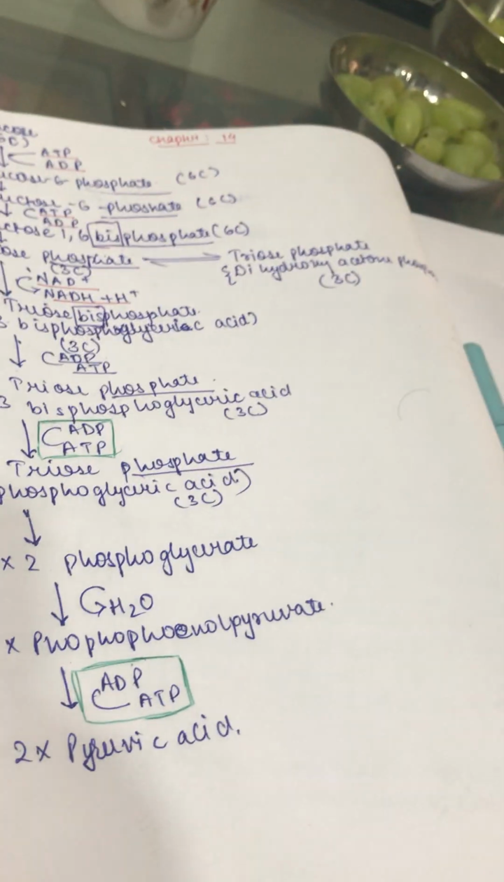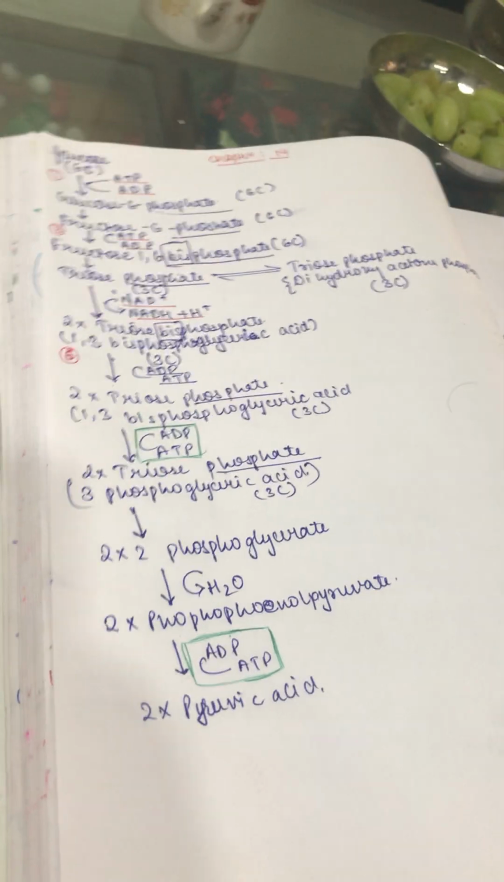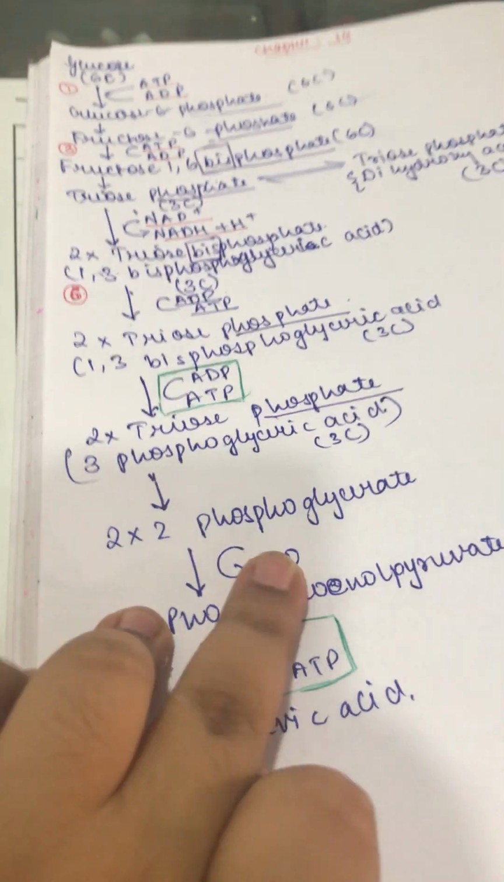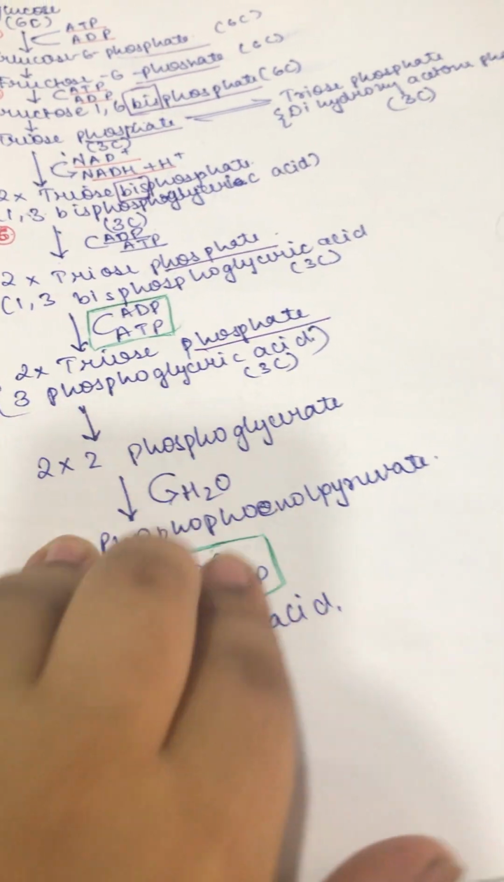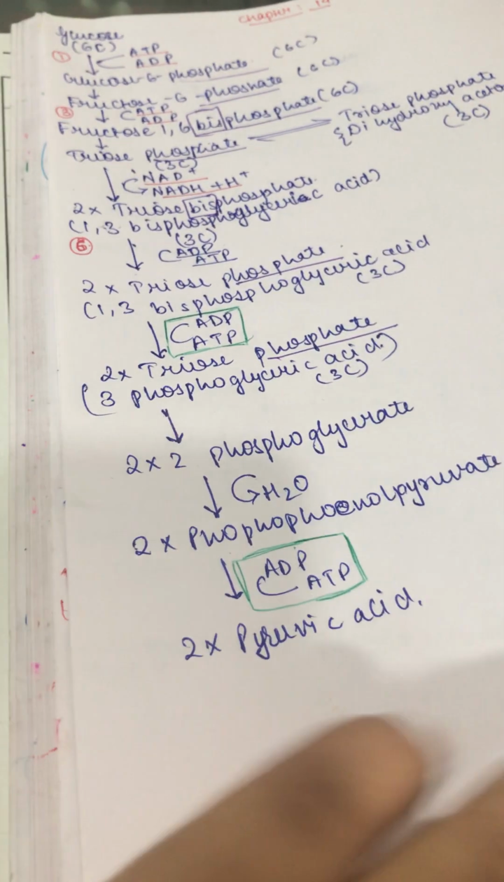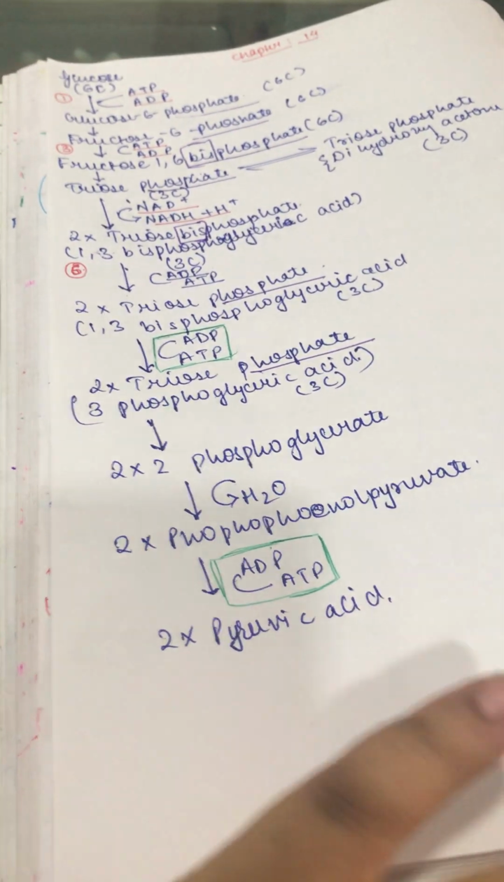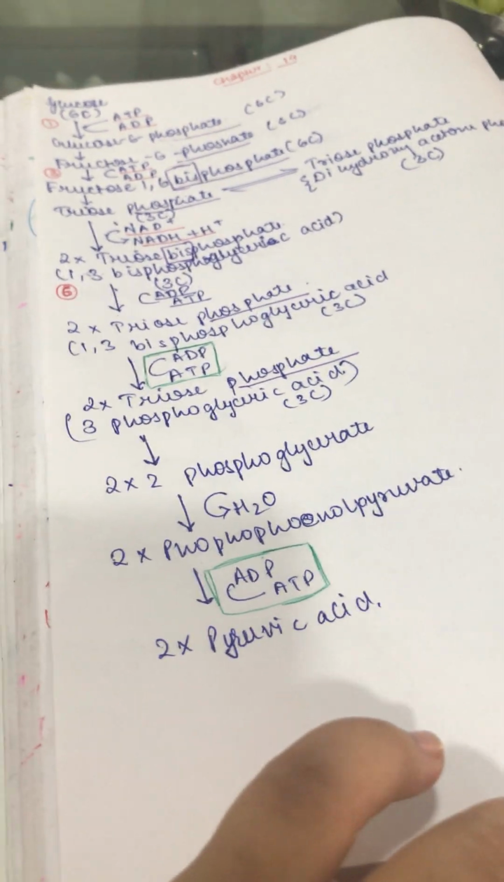Okay, now let us see whether we have learned this or not. In order, I have also learned the last ones: phosphoglycerate is converted to phosphoenolpyruvate. That I remember. Phosphoglycerate is converted to phosphoenolpyruvate.